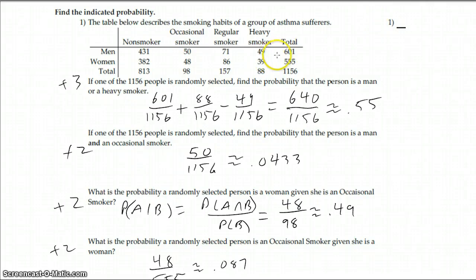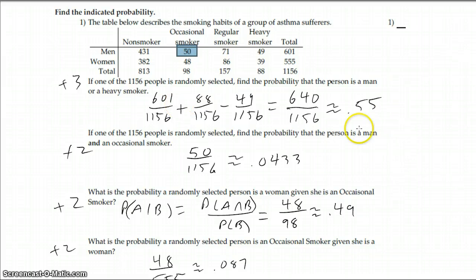So if we look over here at men, there's 601 heavy smokers, looking at 89. So if we just add those up, that'd be great, except for we've counted these 49 twice, so we need to subtract the intersection away, and we end up with 640 of 1156 for about 55% chance. And then the second one is find the probability that a person is a man and occasional smoker. So you can just look for that intersection of those two, and this is 50 out of 1156.